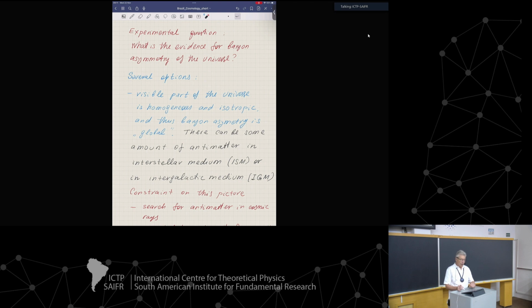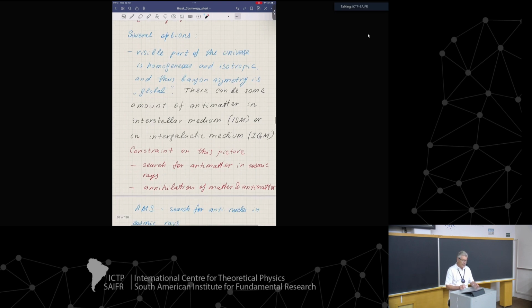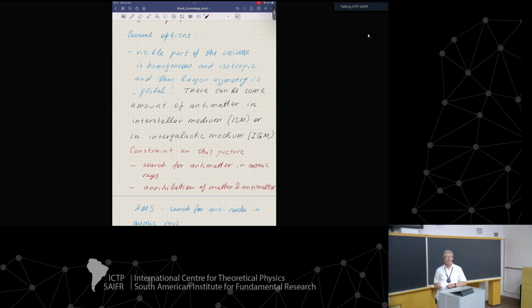And let's consider several options. One of the first options would be that, since we said that the visible part of the universe is homogeneous and isotropic, this baryon asymmetry is global. Whatever place in the universe we find, we will get an excess of baryons over antibaryons. Then the question becomes quantitative. Suppose that this is true, but what would be the amount of antimatter in the universe? We have this asymmetry, but maybe there are some antibaryons floating around. How can we understand how much antimatter is floating around?